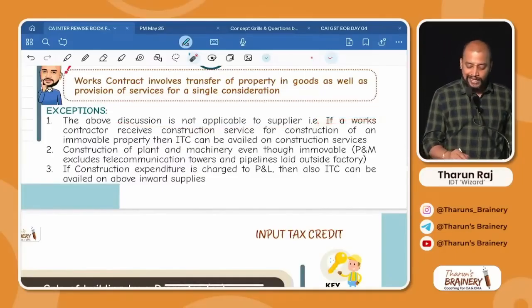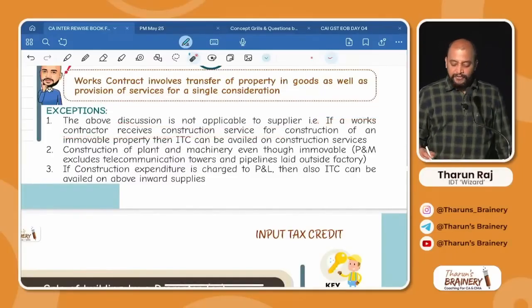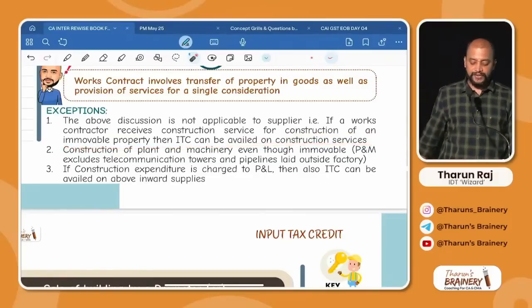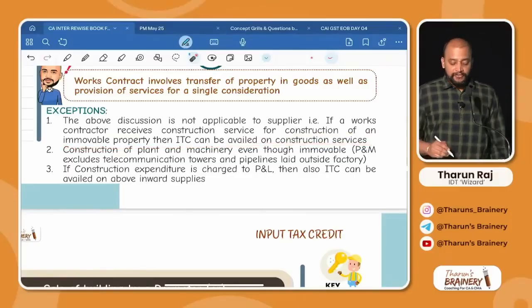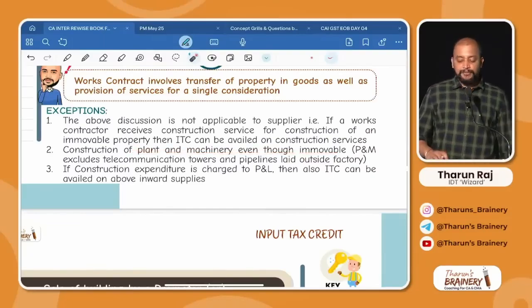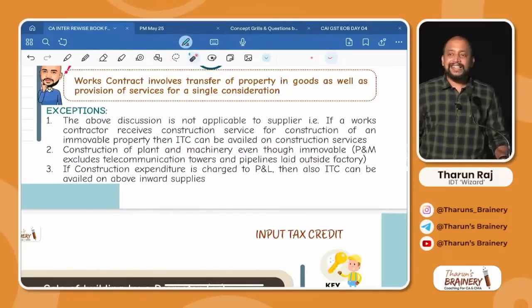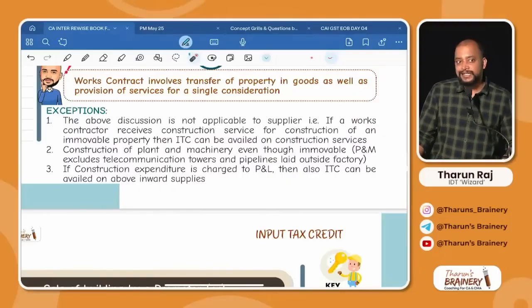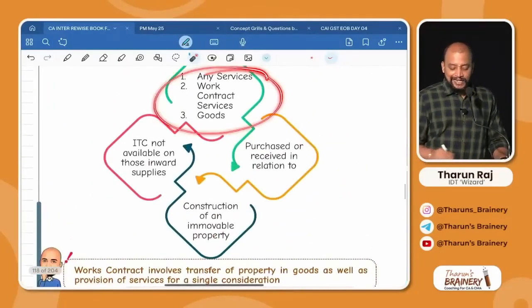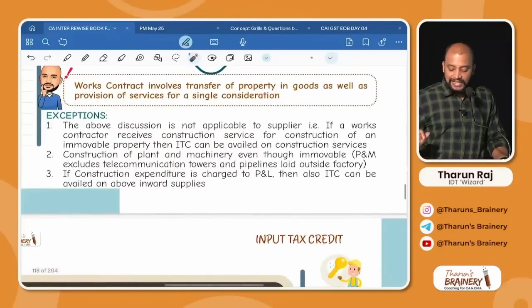That is, if a works contractor receives construction service for construction of an immovable property, then ITC can be availed on construction service. Second exception, for construction of a plant and machinery, even though immovable. So plant and machinery means lifts, escalators, or any machineries, etc. For that, even though immovable in nature, if we buy this, we can take ITC. If we receive this, we can take ITC.